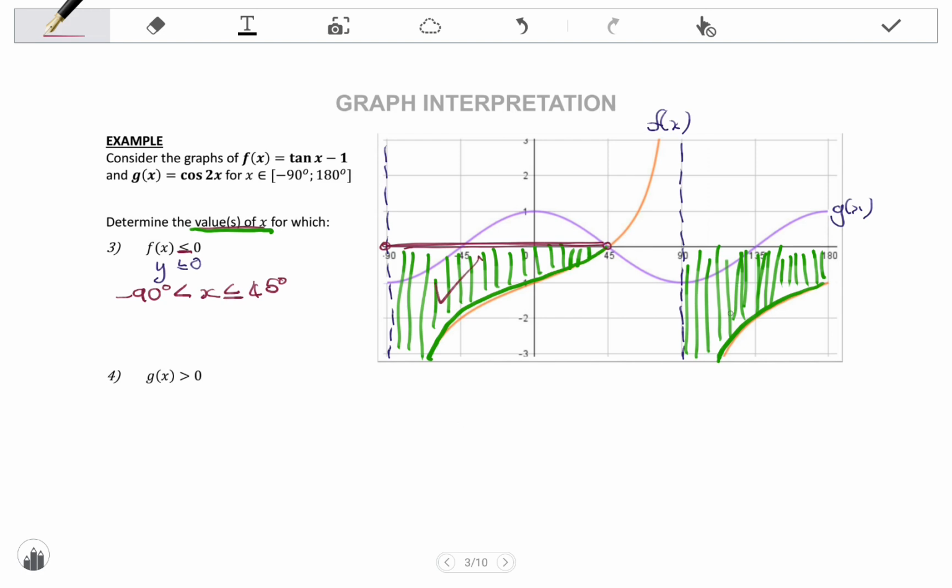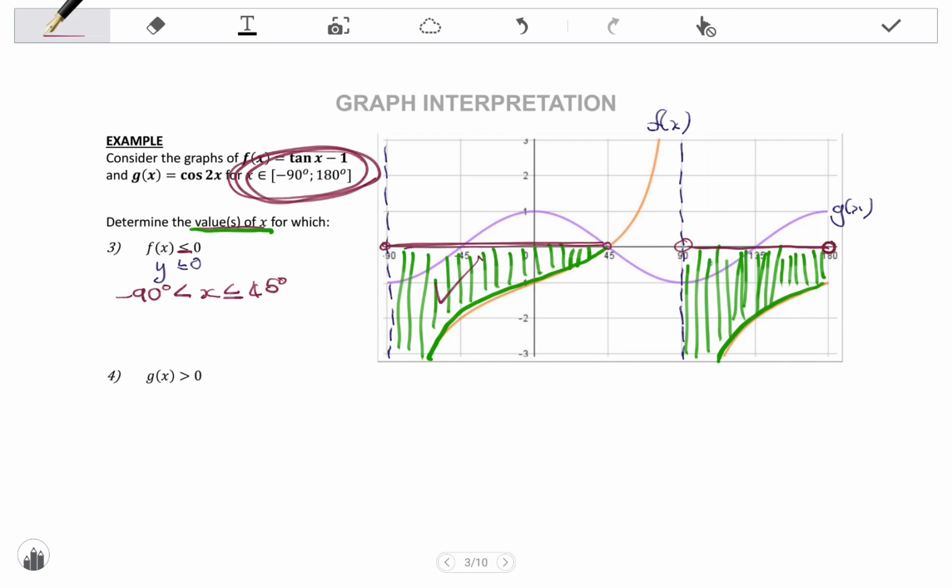The other part that was applicable, the lowest value is 90 degrees. And it continues to, now here we were given a domain. So our graph is literally what we see here. It doesn't go off into infinity. So this second section that was applicable to this question starts at 90 degrees and goes to 180 degrees.